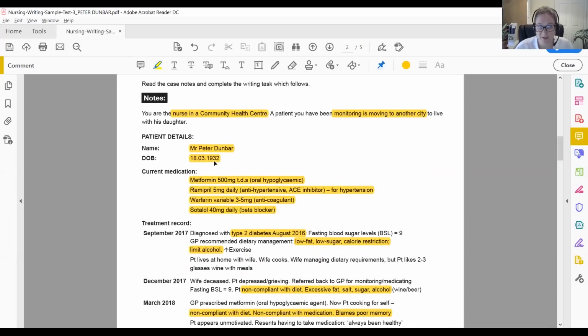Okay, so notice here we haven't got the age. We've only got the date of birth. So we might just want to write that rather than waste time calculating the age.